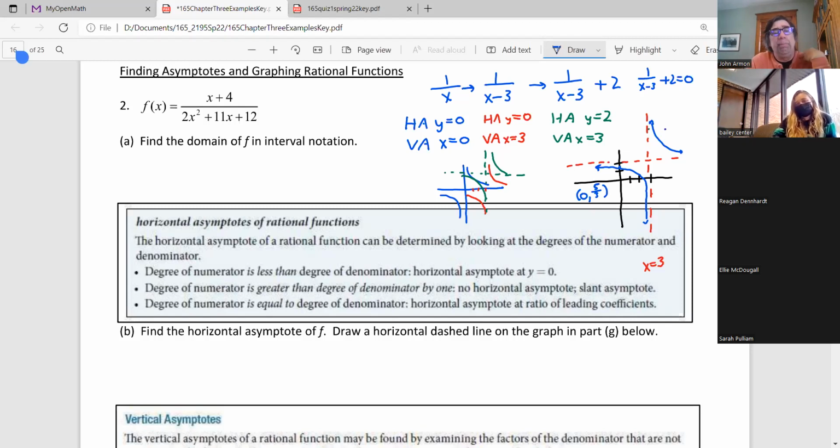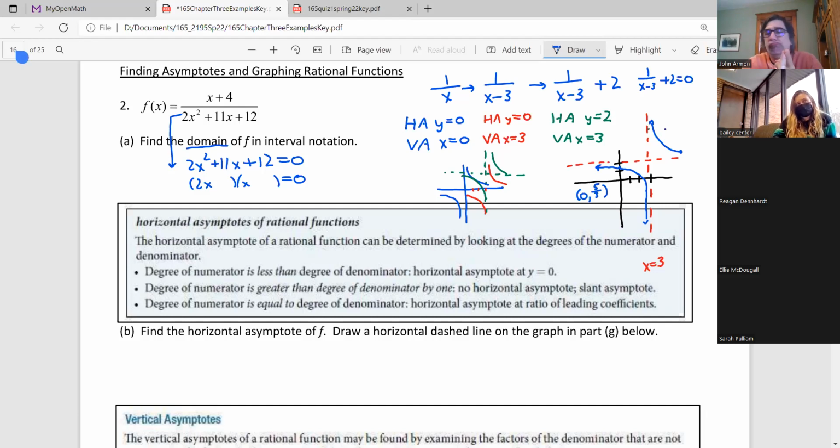It says find the domain. If we look at the denominator, we need to see whether the denominator can be 0 or not. So what do you think? 2x squared plus 11x minus 12 equal to 0. If this is factorable, 2x and x. So we need 2 numbers multiplying to 12 and adding to 11. What do you think? 2 numbers multiplying to 12, adding to 11?